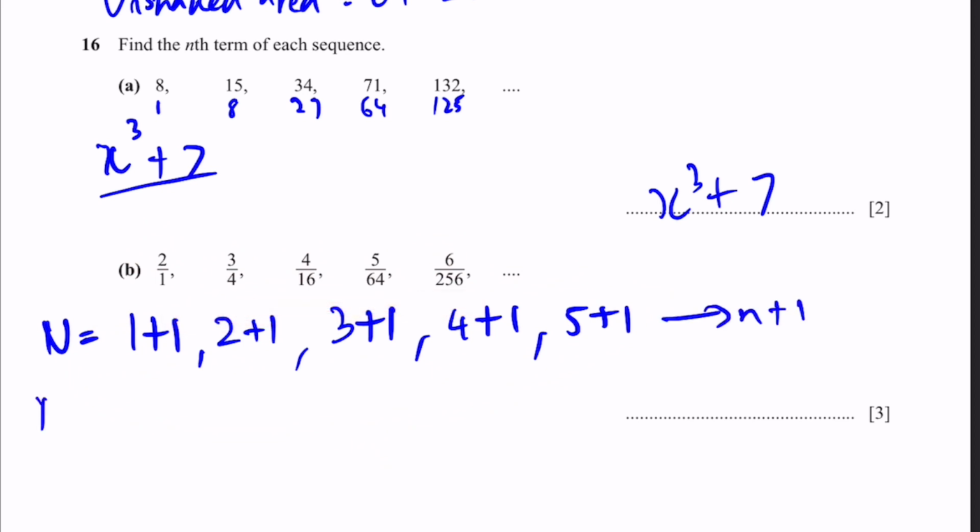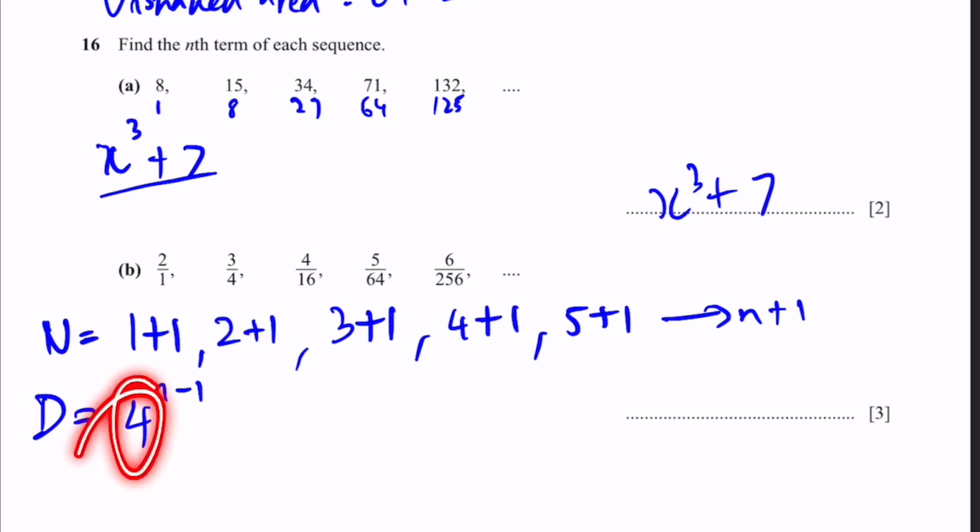And our denominator will be 1, 4, 16, 64, 256. We're multiplying by 4, right? So we can do 4 to the power of n. But then for the first one, 4 to the power n is equal to 1. That means n is supposed to be equal to 0, but n is equal to 1, right? So if n is equal to 1, we need to subtract 1, right, to get 0. So minus 1 we can put there. And pretty much that's it.